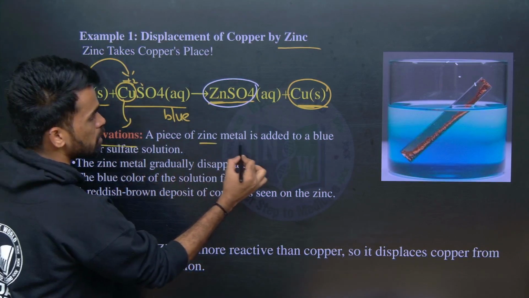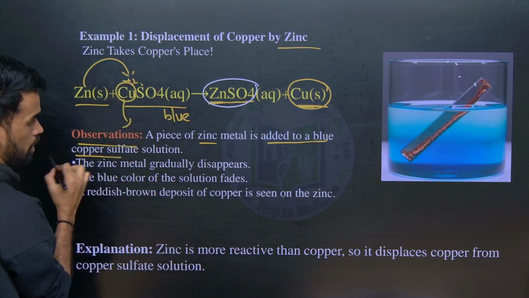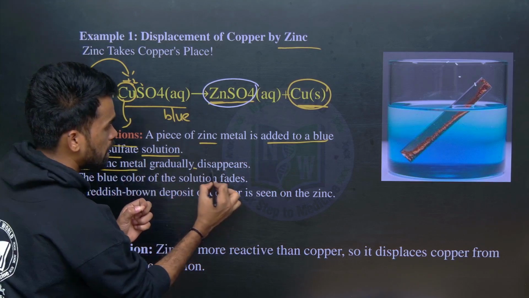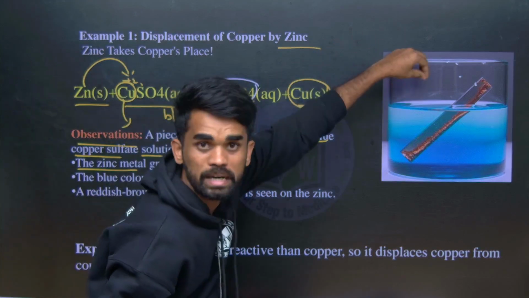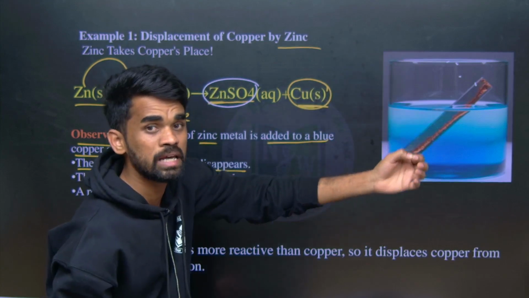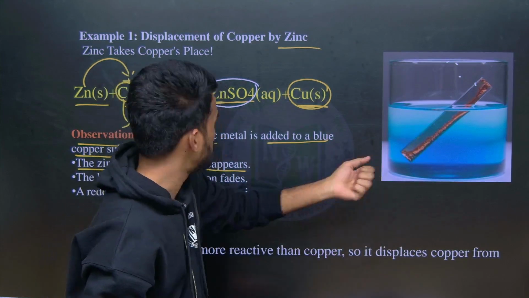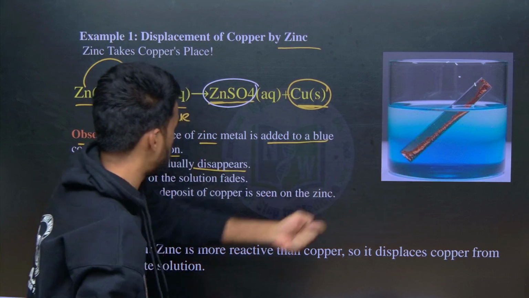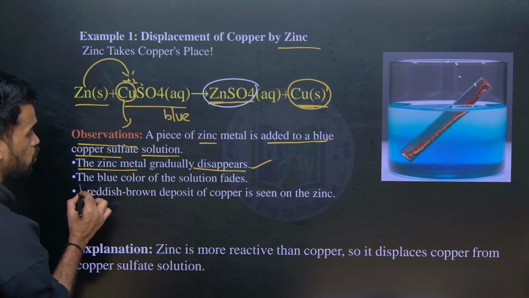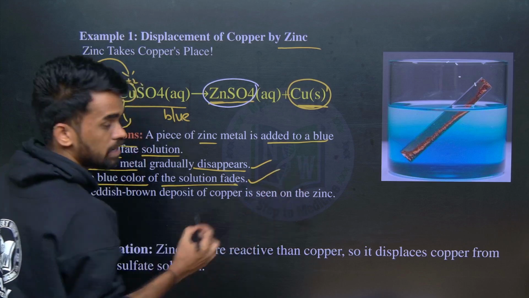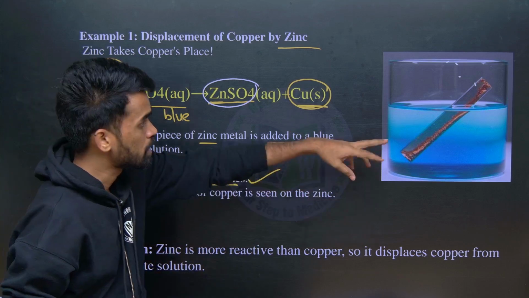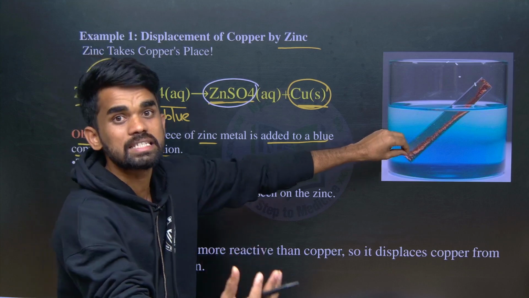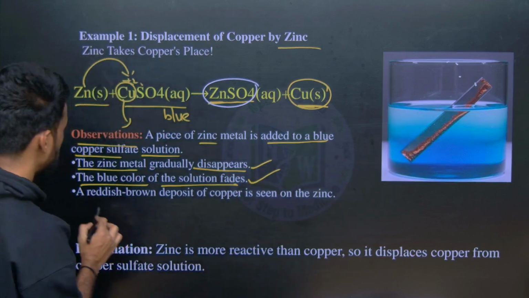A piece of zinc metal is added to the blue copper sulfate solution. The zinc metal gradually disappears. So whatever zinc metal we are adding will gradually disappear. Disappears means that zinc metal is converted into what form? Zinc sulfate solution, right? So that's why it disappears. The blue color of the solution fades, right? It fades out because now it is no longer a copper sulfate solution, it is becoming zinc sulfate solution, right?